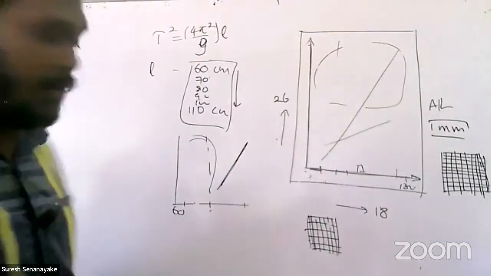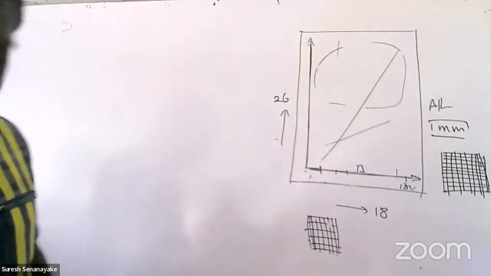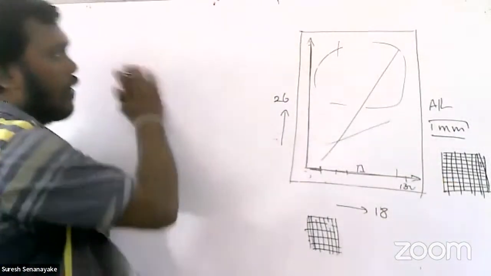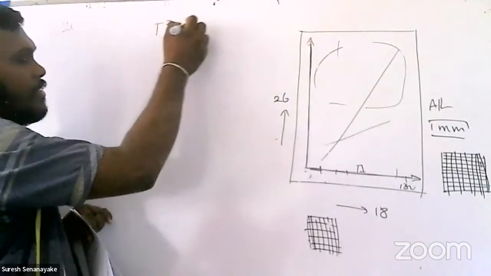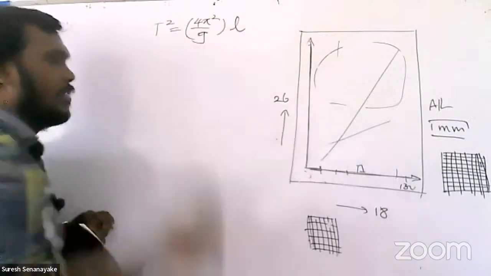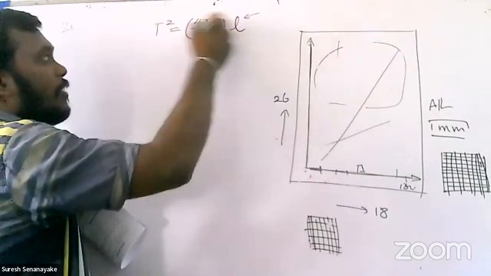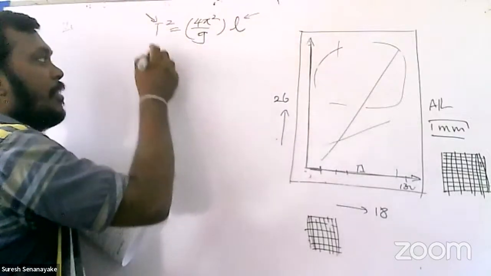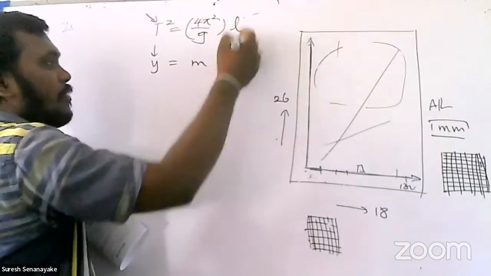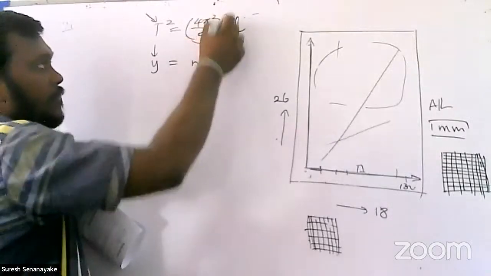I will tell you how to use this scale. Let's say you have data, according to the equation I told you. Let's say you have the equation T squared equals 4 pi squared L over g. This is the equation related to the simple pendulum, where L is the length of the pendulum and T is the time period. This relationship is y equals mx. I'm taking L on the x-axis and T squared on the y-axis to get the linear relation. This part will be the gradient.